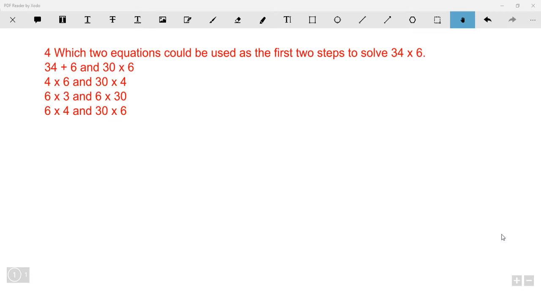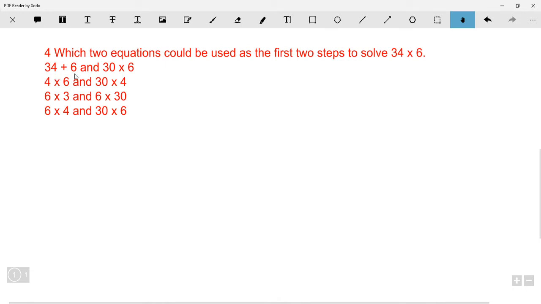Alright, well, today we are going to go over a problem that you might come across on a test. And let's just get right to it. So it says, which two equations could be used as the first two steps to solve 34 times 6?